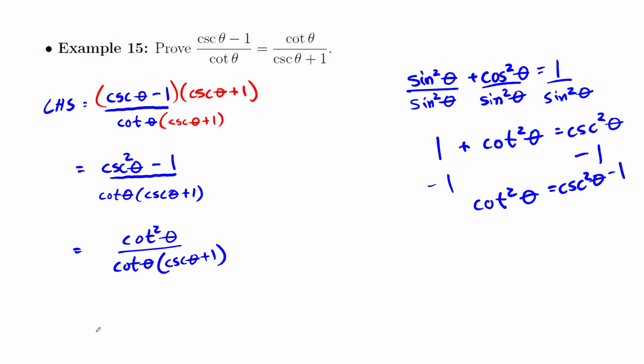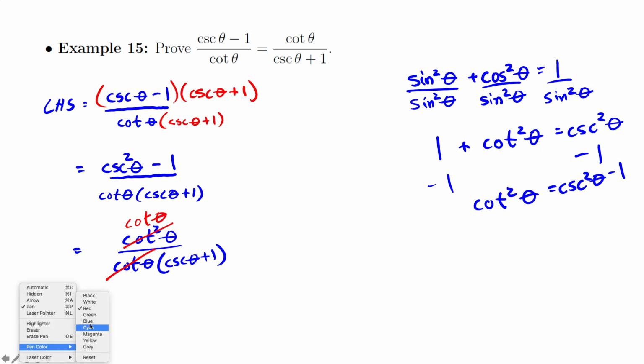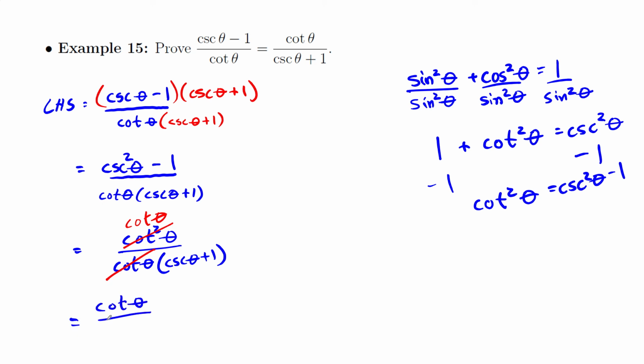But then, of course, I can cancel out that cotangent on the bottom with one of the cotangents on top. And so I'm left with exactly what the right-hand side says.